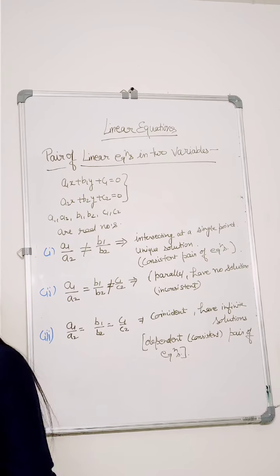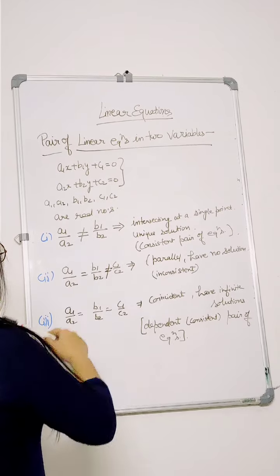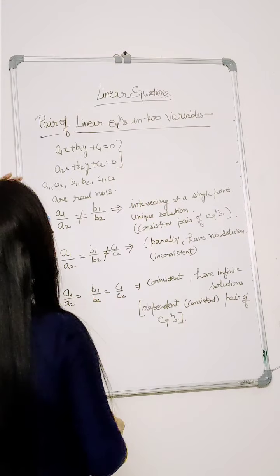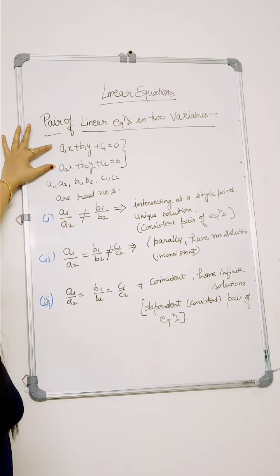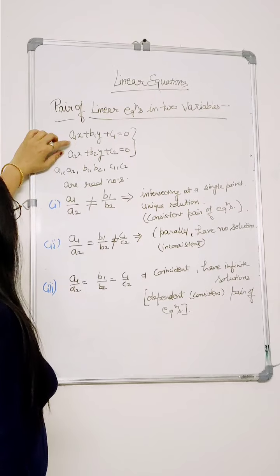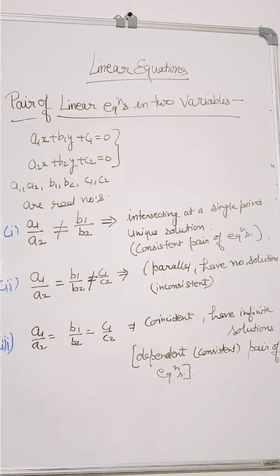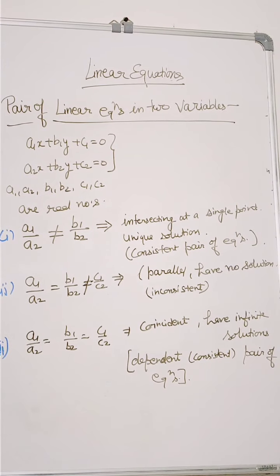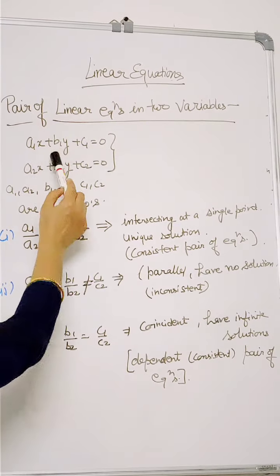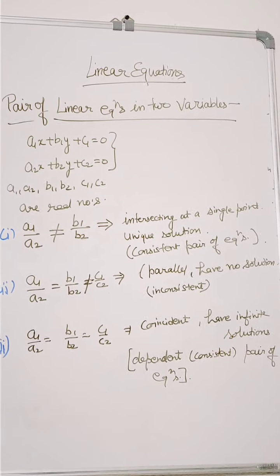Now linear equations. Pair of linear equations in two variables. Suppose this is a pair of linear equations in two variables x and y: a1x plus b1y plus c1 is equal to 0, and a2x plus b2y plus c2 is equal to 0, where a1, a2, b1, b2, c1, c2 are real numbers.